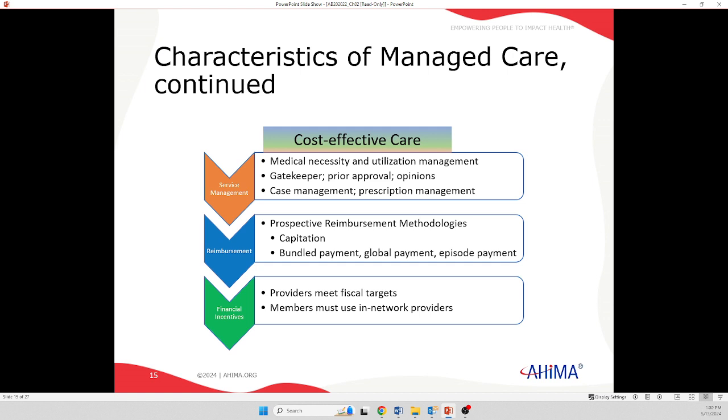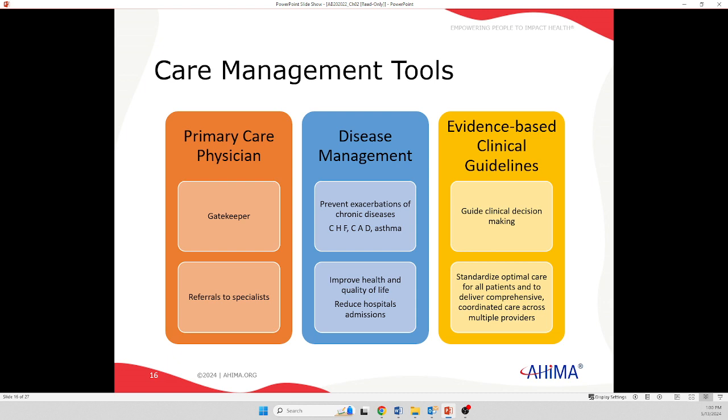All right, so let's go back and review. Case management tools. Primary care, they have the gatekeeper. They refer you to a specialist. Disease management, that's just where they're trying to prevent those chronic diseases. Now, they have listed there congestive heart failure, CAD, which is chronic arteriosclerotic disease, and asthma. They're trying to improve your health, quality of life, and decrease hospital admissions. We have that evidence-based, where they're following those clinical decisions, those guidelines, that standardized treatment of care.